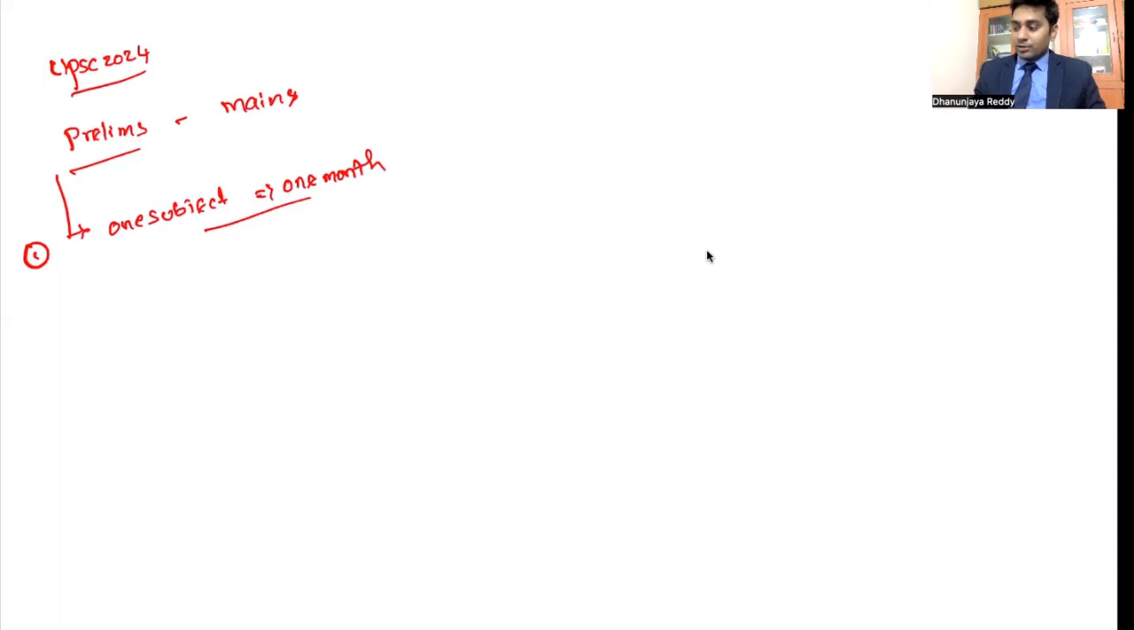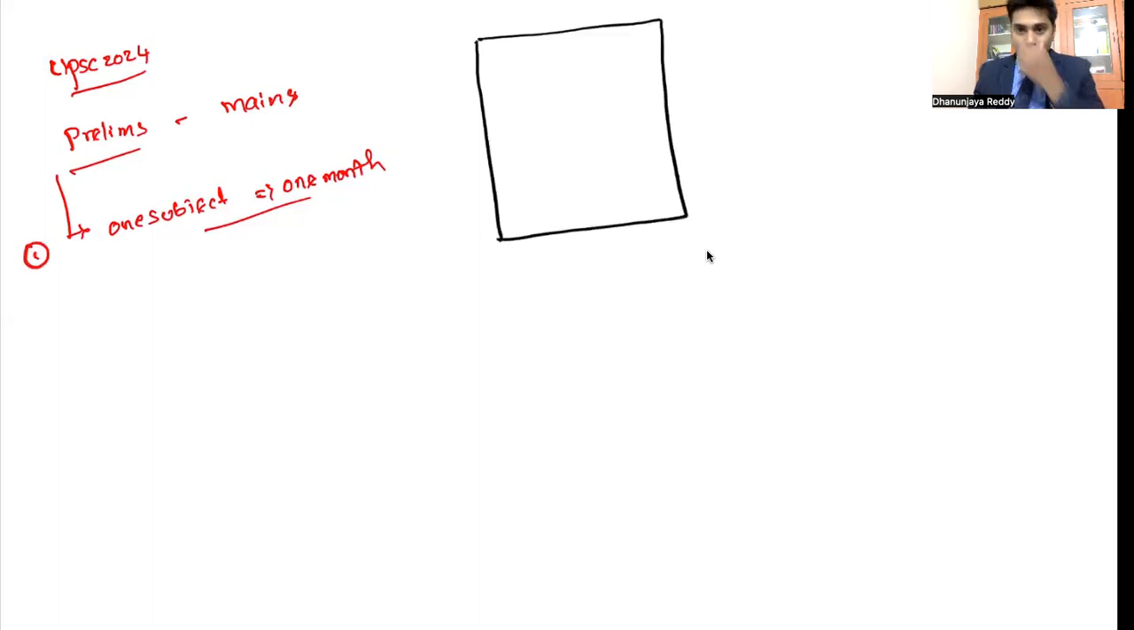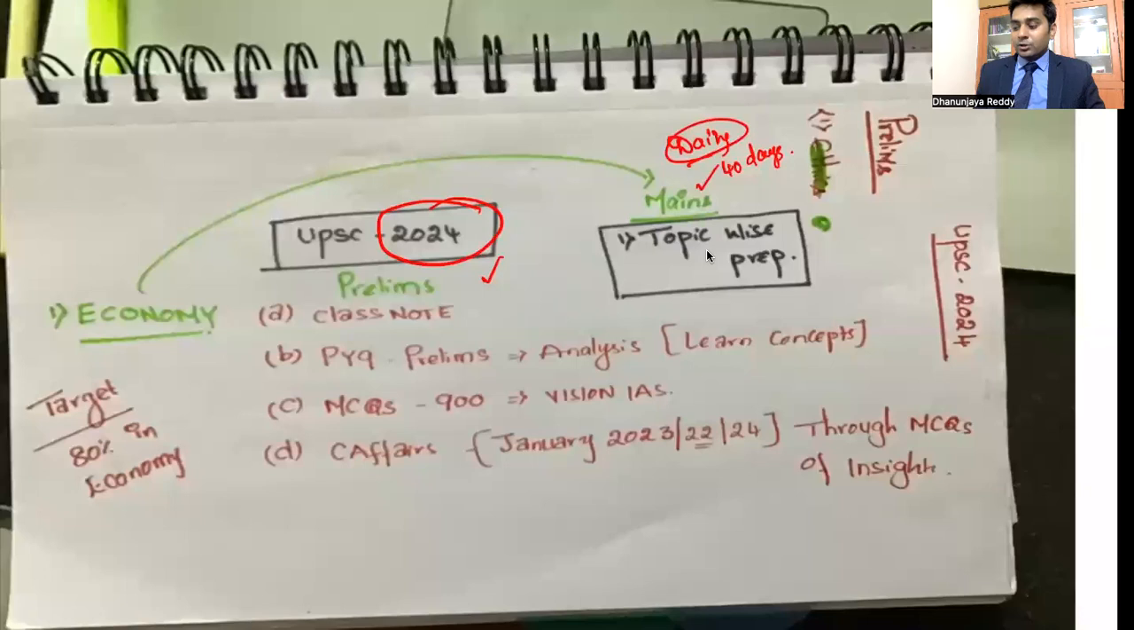For economy, I'll have a book list. You follow that from your source. Similarly, for polity, you should have one source. Similarly, for ecology, science and technology, for each and every subject, you should have your own process. Now, for economy, what is it that you have to do for prelims?